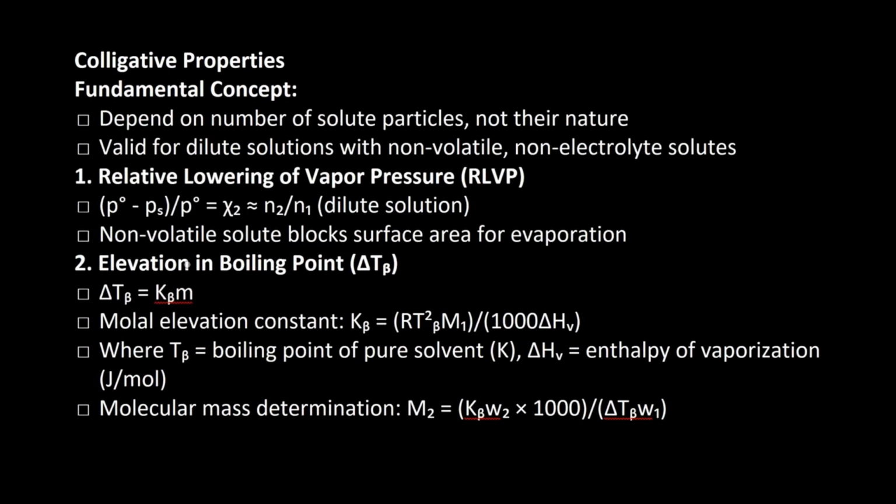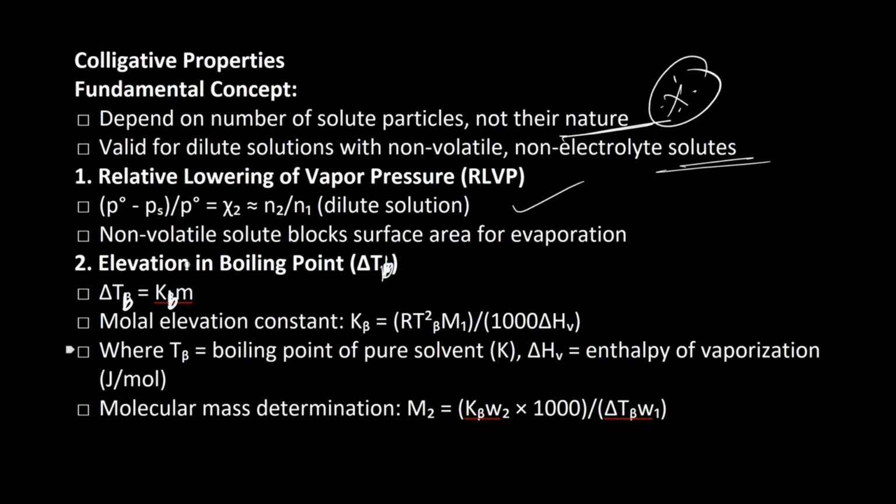Then colligative properties. There are only 4 colligative properties, 4 formulas, that's it. Relative lowering of vapor pressure. These colligative properties arise when the non-volatile solute blocks the surface area of the solution. In case of boiling point, freezing point, and osmotic pressure, these properties depend on the number of solute particles present, not their nature. This is an important statement-based question, and valid for dilute solutions with non-volatile and non-electrolyte solutes. This is the formula for our LVP, and please, this is not beta, B.